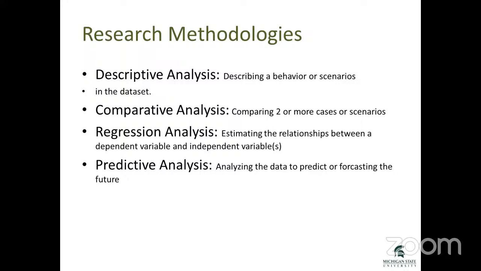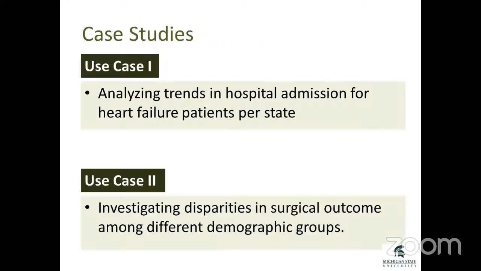So I just put an example of what we can do with previous information or data analysis. In one case study, we analyze the trend in hospital admission for heart failure patients per state. I can say that if one person is admitted twice per year, that means we have 2 records in this year. But if the patient is admitted year by year, we can have a different type of analysis per 2 years.